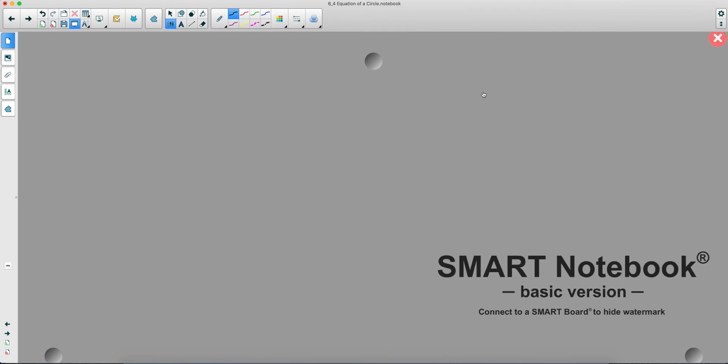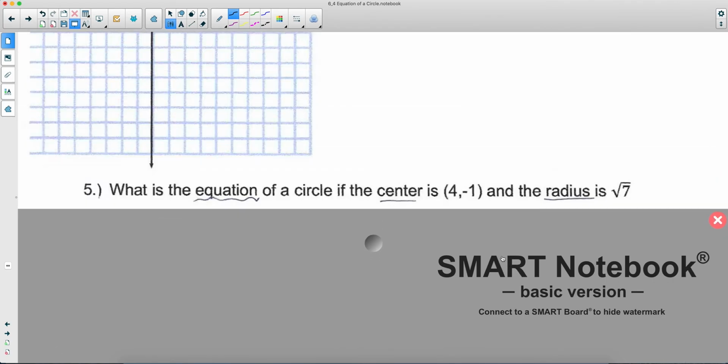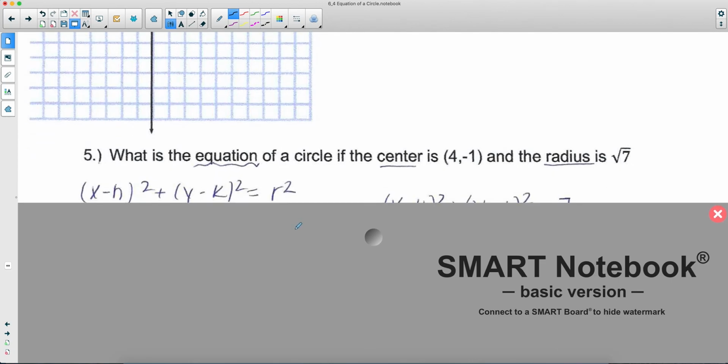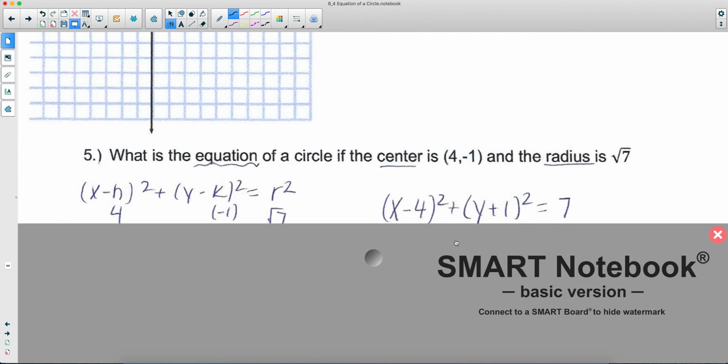Moving on to number 5, it says, what is the equation of a circle? The center is (4, negative 1), and the radius is the square root of 7. Okay, so same thing. We're going to start with our formula, (x minus h) squared plus (y minus k) squared equals r squared. Here's your center. And again, I like to just think of it as the opposite sign, so I should have a negative 4 and a positive 1 in my equation. There it is.